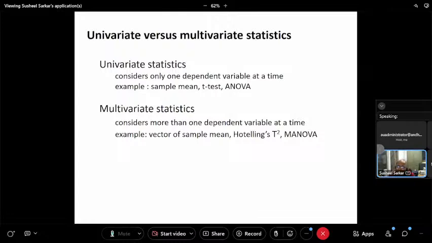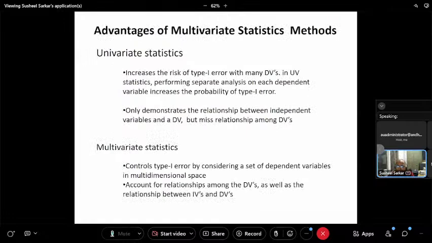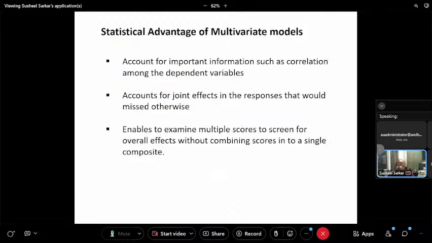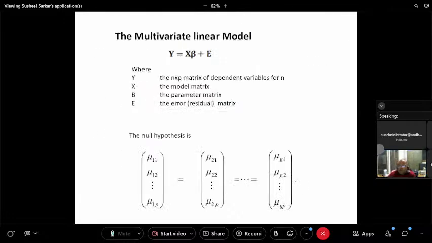So in univariate, we use t-test and ANOVA. In multivariate, if there are two samples, we use Hotelling's T-square, and if more than two groups, we use multivariate analysis of variance. Now, let us see how it goes.